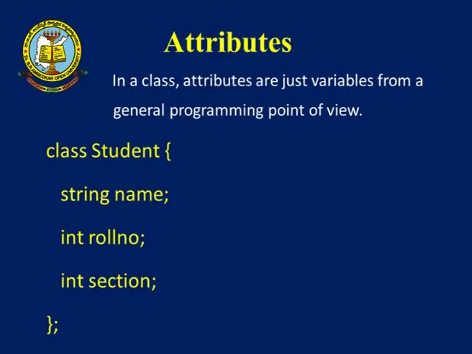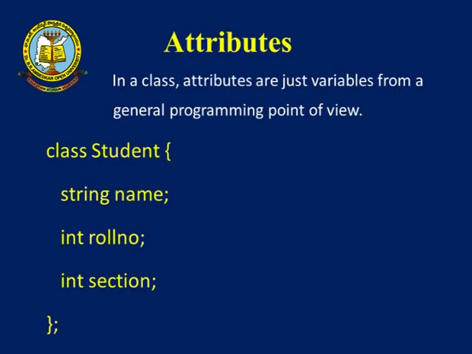So here we can declare the variables: the name is one variable or attribute, roll number is one more attribute or variable, section is also one variable. Using the data types you can declare the variables. Using string you can declare the names. String means nothing but a sequence of characters. Name is some sequence of characters, that's why we are taking the string data type for the name.